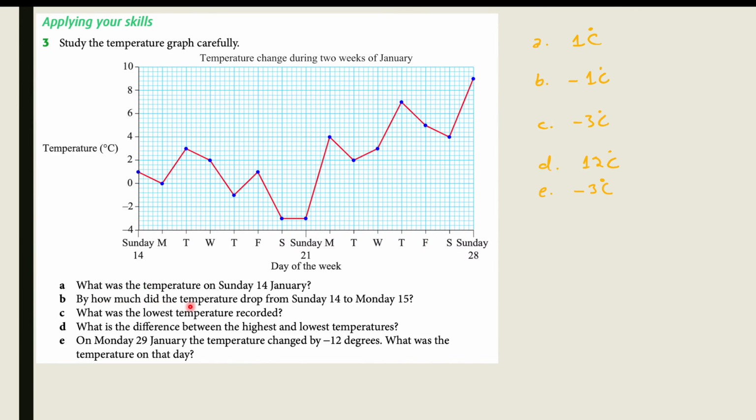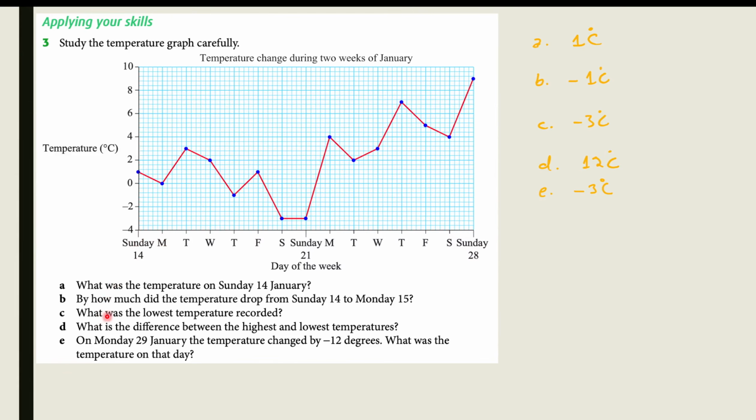Then, by how much did the temperature drop from Sunday 14th to Monday 15th? Monday is the next day, and we see that the graph goes down 1 degree, because the next dot is on 0. So on Monday the temperature drops by 1 degree. Since it's a drop, it's a directed number, so we write it as minus 1 degree. The drop is shown by the negative sign, and there was a drop of 1 degree from Sunday to Monday.